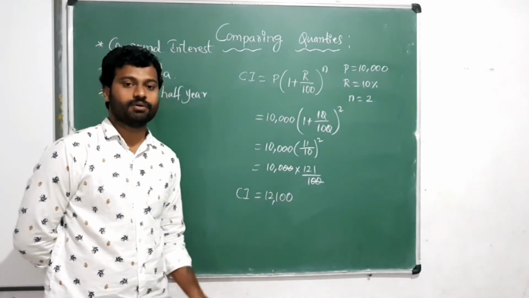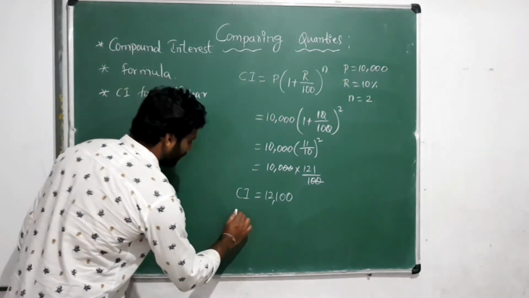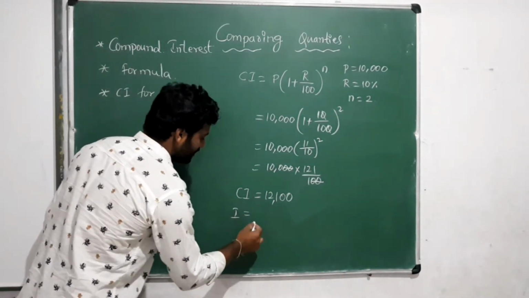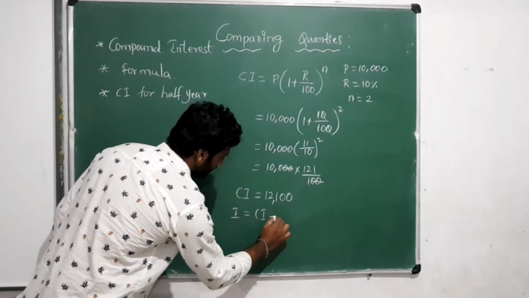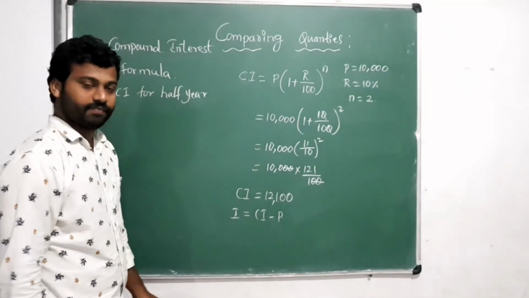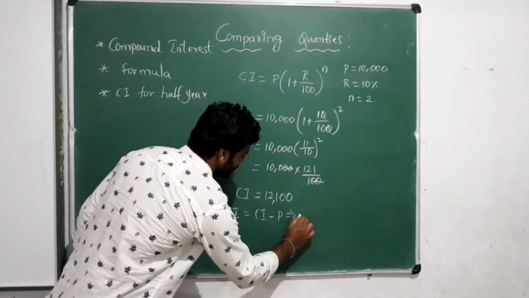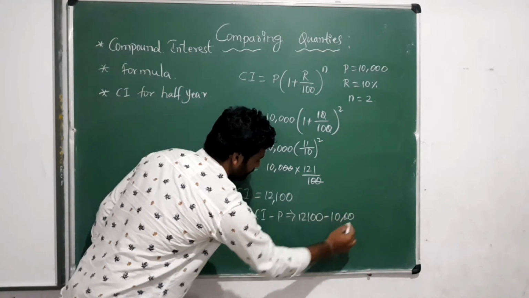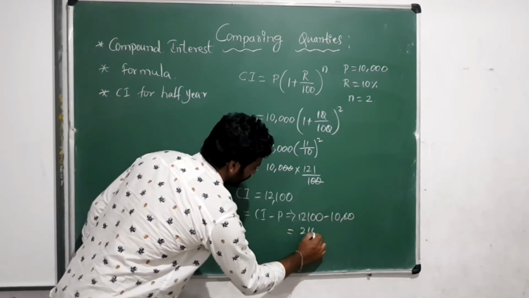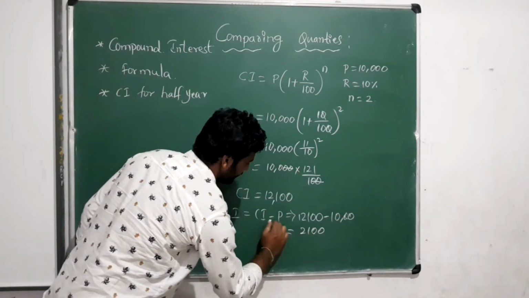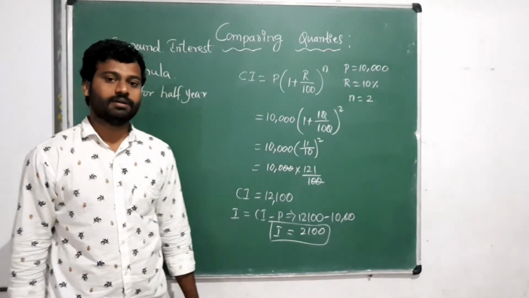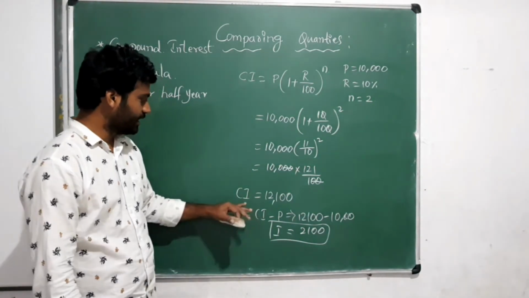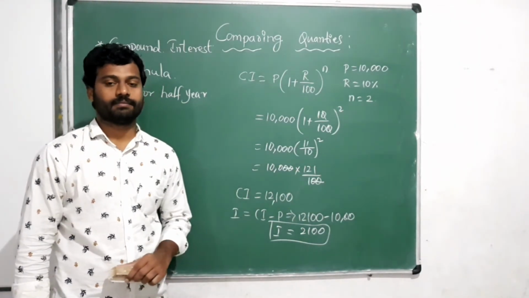If you want to find out the interest, in the compound formula we directly find the amount. If you want to find the interest, what do we have to do? Compound amount minus principal. Okay, so that implies 12,100 minus 10,000, so 2,100 is the interest. In this way we find it. Clear or not? In simple interest we find the interest, but here we directly find the amount.